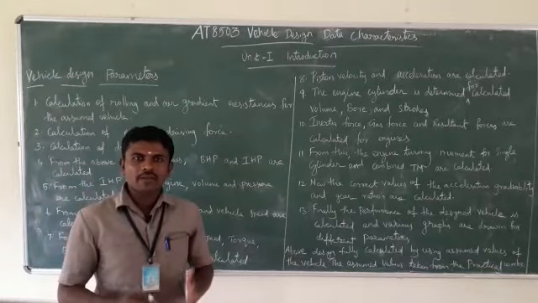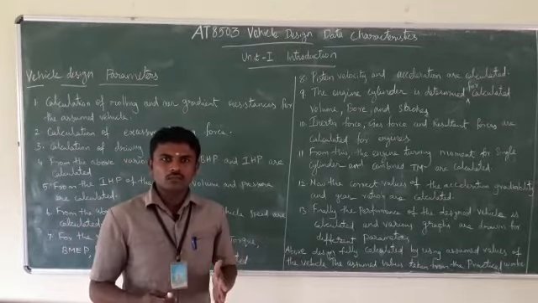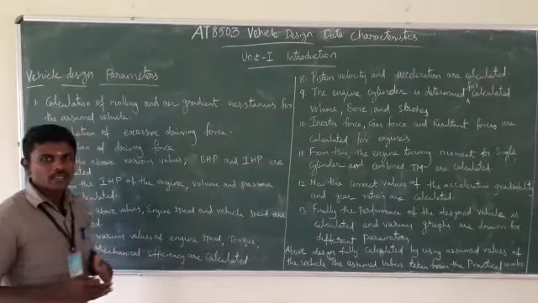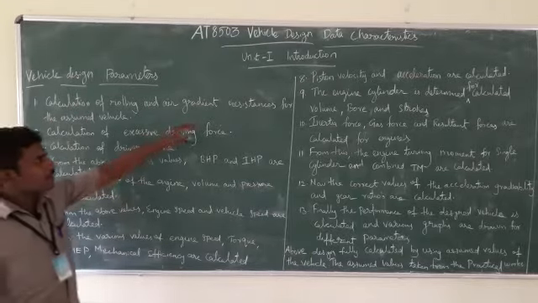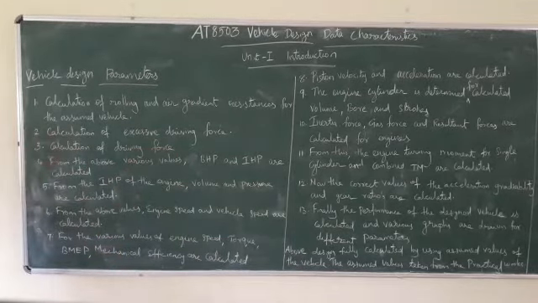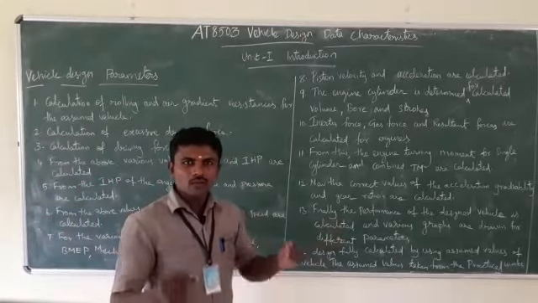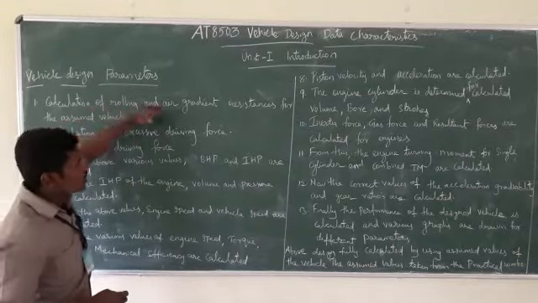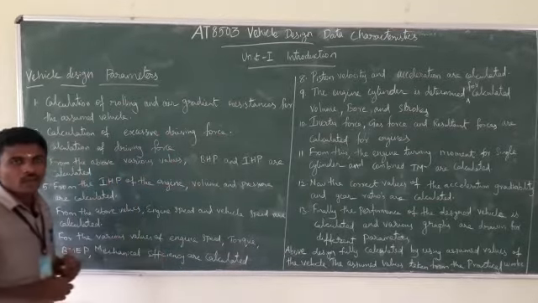What are the parameters available in the vehicle design? First one, the calculation of rolling and air gradient resistance forces for the assumed vehicle. Assumed vehicle means which vehicle we are going to design. For that vehicle, we need to find the rolling resistance as well as air gradient resistance. Then only we can design a vehicle.